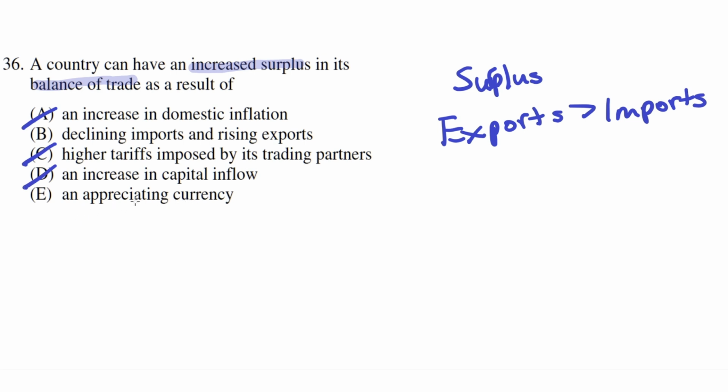E. An appreciating currency. This is incorrect because, like D, an appreciating currency would mean that the currency was worth more than other currencies. Because of that, their currency is more expensive, and so importing goods from that country would be more expensive. Because of that greater expense, the other foreign countries would import fewer goods from that country, and therefore there would be fewer exports and greater imports, so there'd be a lower surplus. So E is incorrect, and thus the correct answer is B.